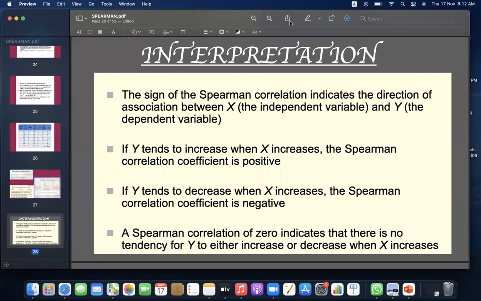The sign of Spearman correlation indicates the direction of association between X, the independent variable, and Y, the dependent variable. If Y tends to increase when X increases, the Spearman correlation coefficient is positive. If Y tends to decrease when X increases, the Spearman correlation coefficient is negative. A Spearman correlation of 0 indicates that there is no tendency for Y to either increase or decrease when X increases.